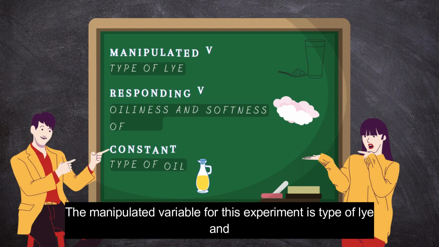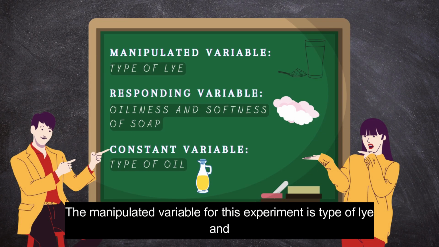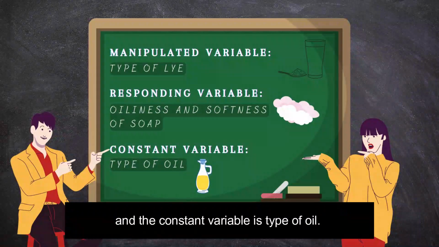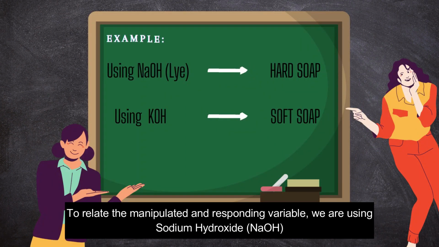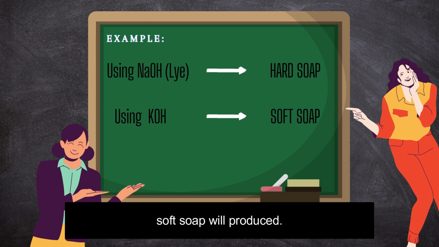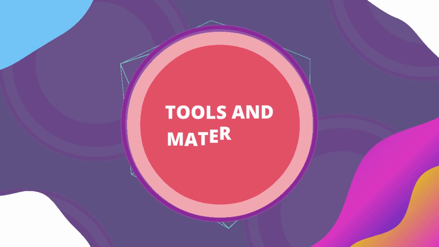The manipulated variable for this experiment is the type of lye, the responding variable is the oiliness and softness of the soap, and the constant variable is the type of oil. To relate the manipulated and responding variables, we are using sodium hydroxide, NaOH, which will produce hard soap. And if we use potassium hydroxide, KOH, soft soap will be produced.